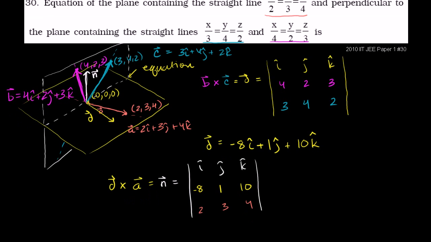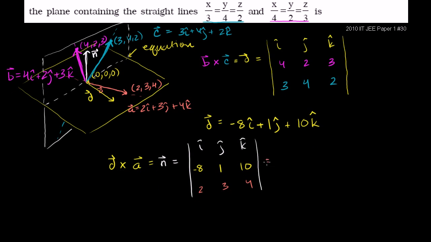So let's just take the cross product of d and a. For the i, we have 1 times 4, which is 4, minus 3 times 10. So 4 minus 30 is negative 26. So we have negative 26i, and then minus for j. We have to swap signs for the j. So we have negative 8 times 4 is negative 32, minus 2 times 10, so minus 20 is negative 52. So we put a negative 52 here, or we could just say positive 52, because it's minus negative 52, which is the same thing as plus 52j.